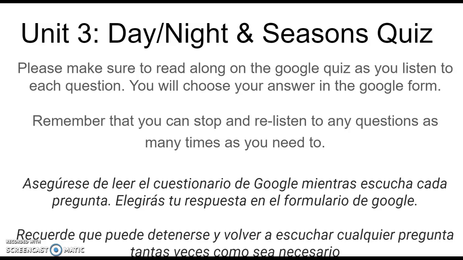Question 9. Which of these changes would likely occur if the rate or speed of the Earth's rotation on its axis increased? The length of the seasons would be shorter. The length of the seasons would be longer. The length of the day would be shorter, or the length of the day would be longer.